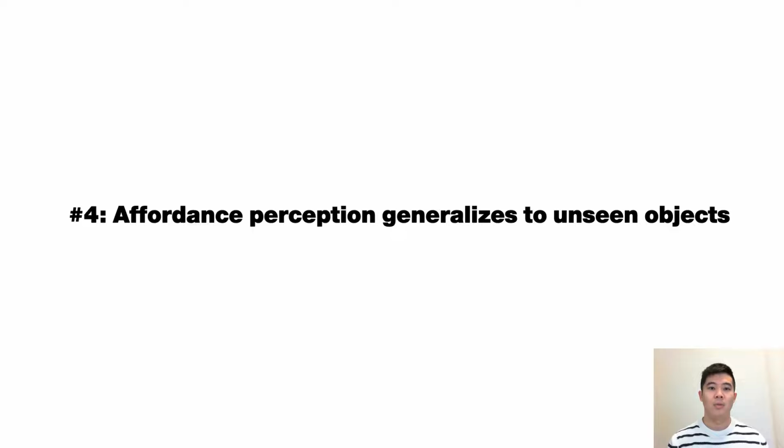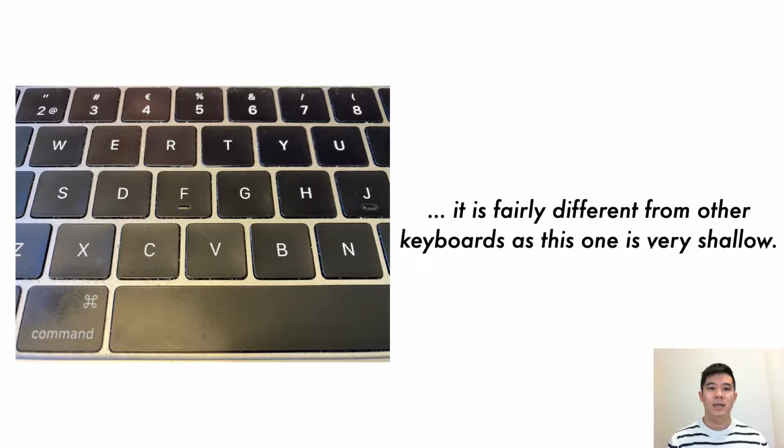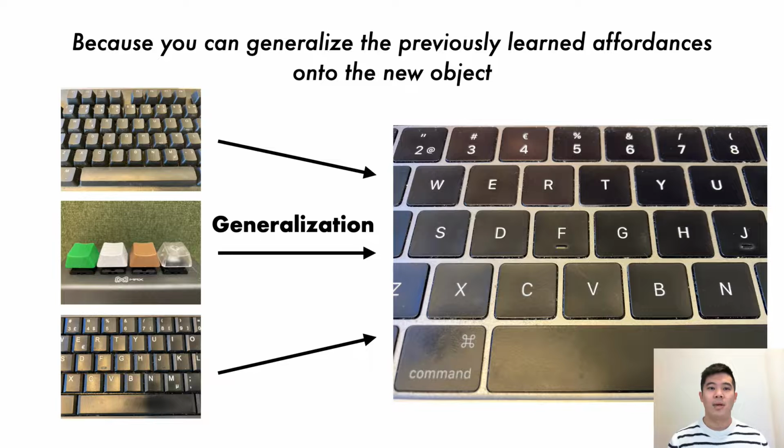Our first principle is that affordance can generalize to unseen objects. Let's pretend this is the first time we see this kind of keyboard. It is very different from other keyboards because it is very shallow. However, you can still tell it's pressable, right? The reason behind is that you have encountered so many pressable objects in your life. You learn to generalize your knowledge and find out a right mapping between certain visual features to certain motions.